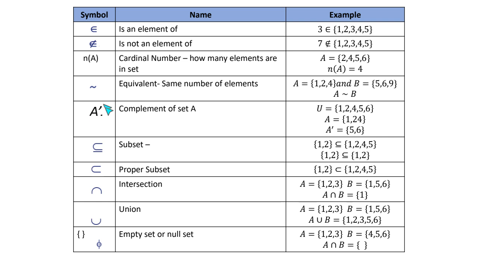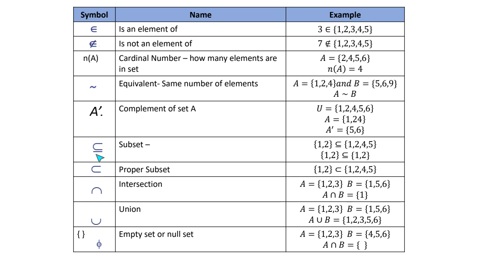Then we have a complement, the complement of set A, that's what the symbol means. Basically the complement is everything that's not in that set. For example, here we have the universal set, which is 1, 2, 4, 5, 6. And if we have A as 1, 2, 4, the complement is going to be everything that is not in A that is still in the universal set. So everything that's not in A is going to be the numbers 5 and 6.